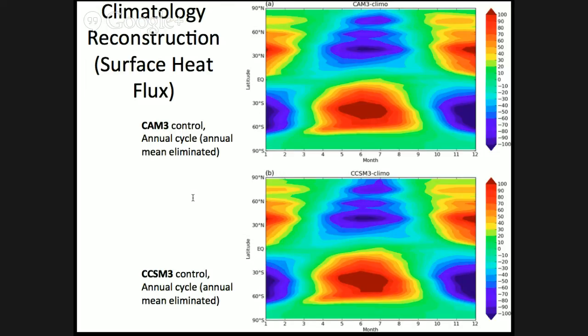In the northern hemisphere, in summer the surface heat flux is into the ocean, and in winter it is into the atmosphere. And in the southern hemisphere it is the reverse.